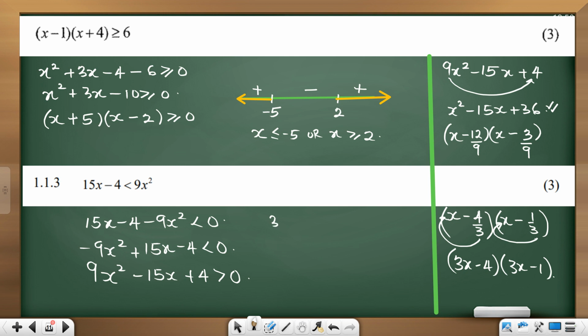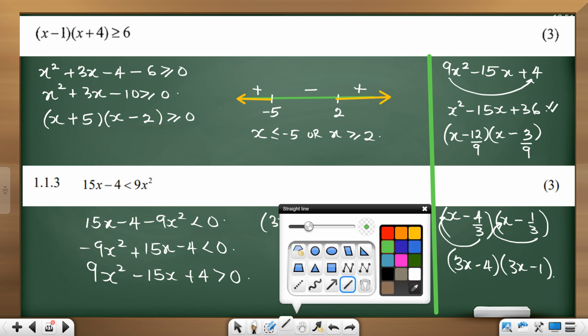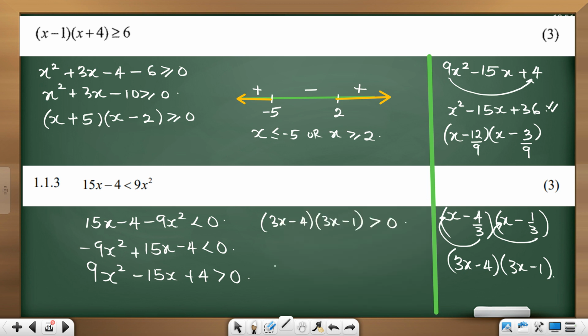So, I now bring it back into my work. After simplifying, the denominator goes back to the front there. Now greater than 0. Critical values now. I have 4 over 3 and I have 1 over 3. Remember, I'm working from here. This becomes my critical value: 4 over 3 and 1 over 3.